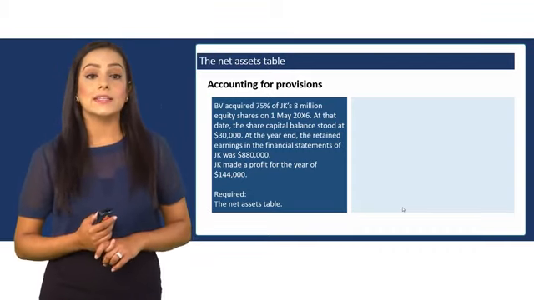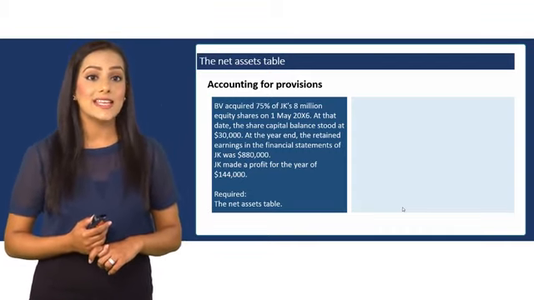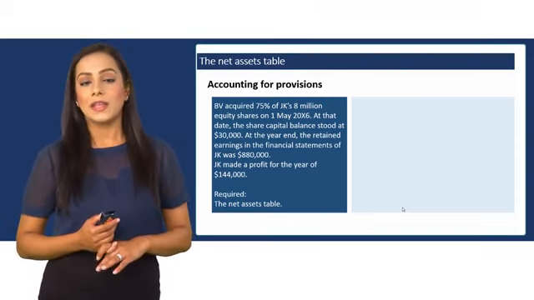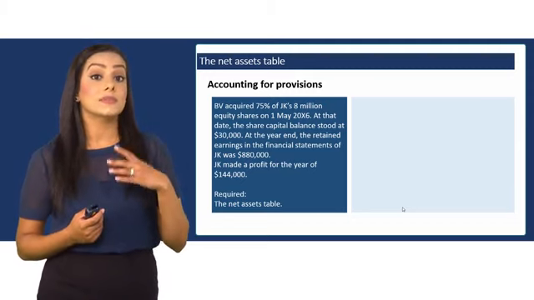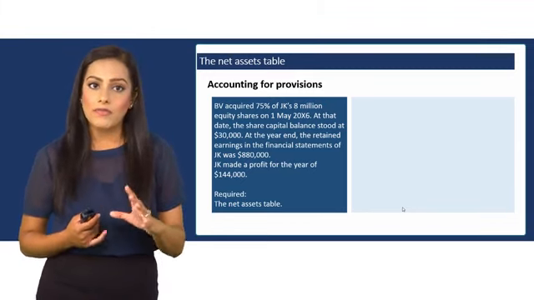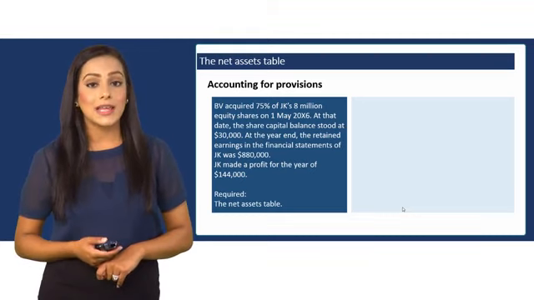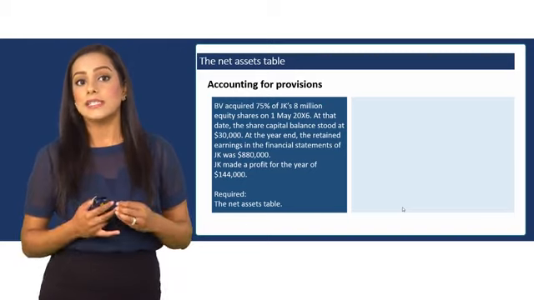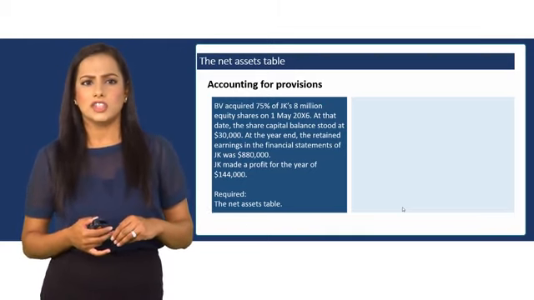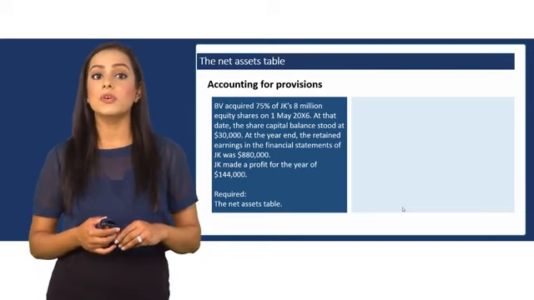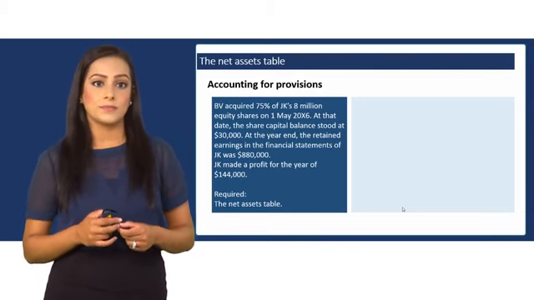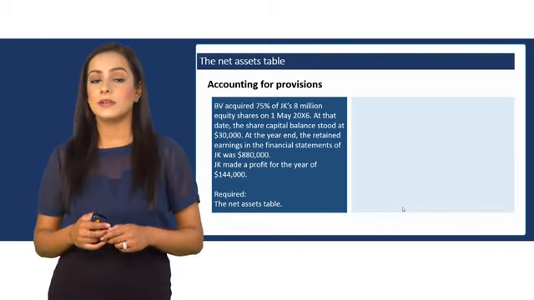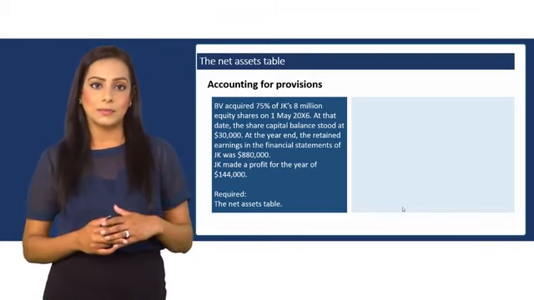BV acquired 75% of JK's 8 million equity shares on the 1st of May 16. So that means the 1st of May 16 was the acquisition date. On that date, the share capital balance stood at 30,000 for the subsidiary. At the year end, the retained earnings of JK in the financial statements was 880,000, and JK made a profit for the year of 144,000. Prepare the net assets table.